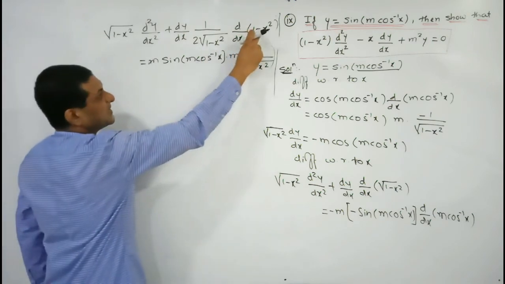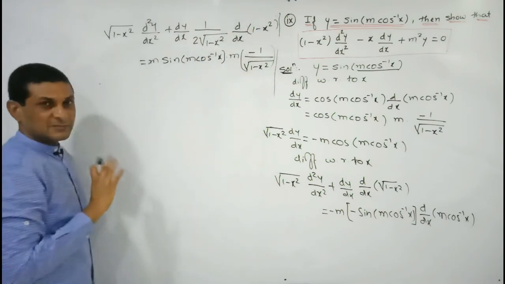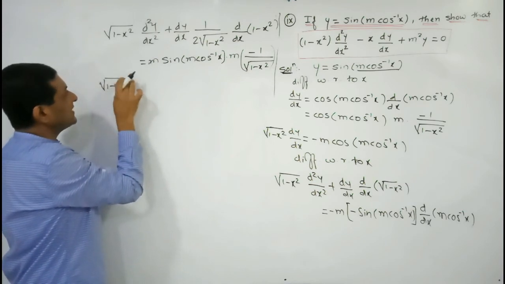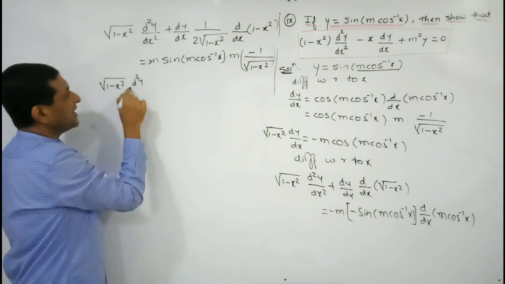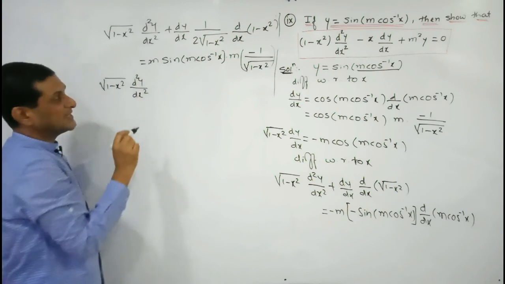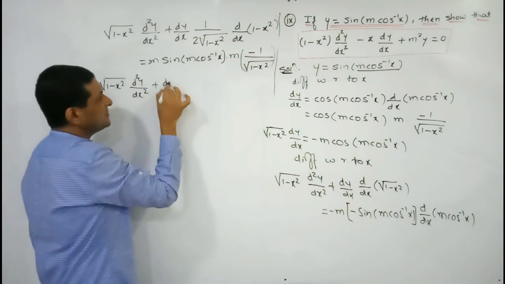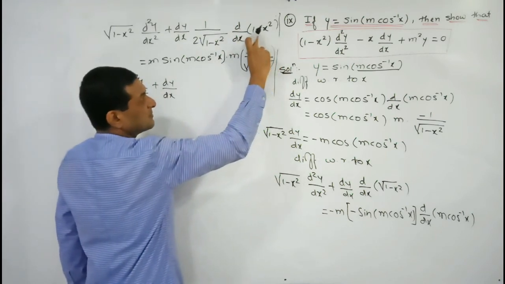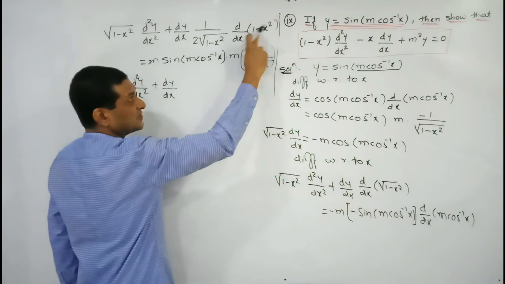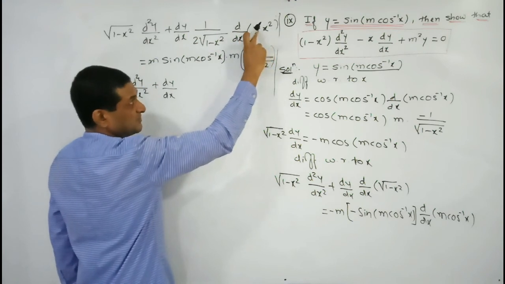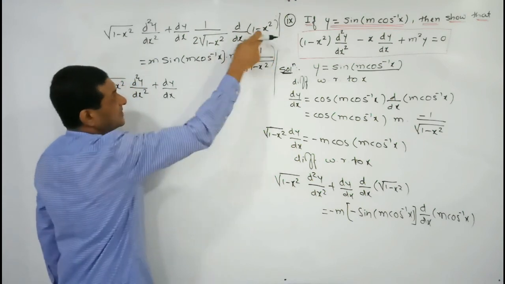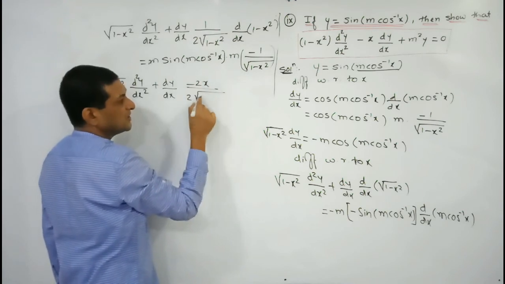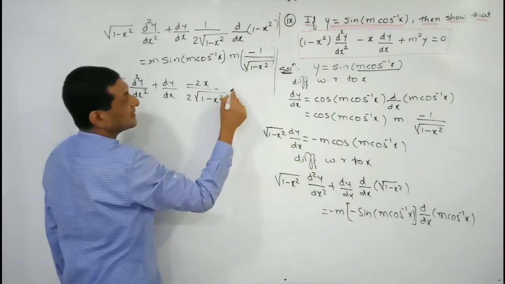Here the only remaining part is to find the derivative of this term, isn't it? So here under root 1 minus x square into d²y/dx², keep it as it is, plus dy/dx also as it is. What is the derivative of this term? Is it minus 2x? Yes, the derivative of 1 is 0 and the derivative of x square is 2x, means minus 2x. So minus 2x into 1 is minus 2x divided by 2 under root 1 minus x square, isn't it?